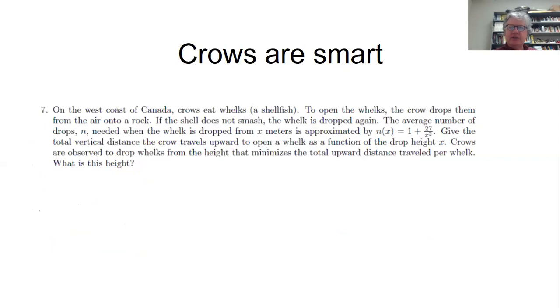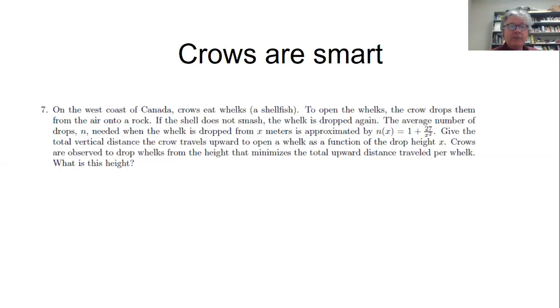Here's the last question. I thought I'd do this on the whiteboard. Here's another biology question. So crows like shellfish. And to open a shellfish, what they'll do is they'll fly up in the air and drop them onto a rock. And if the shell doesn't smash, it'll just keep on going up again and again.